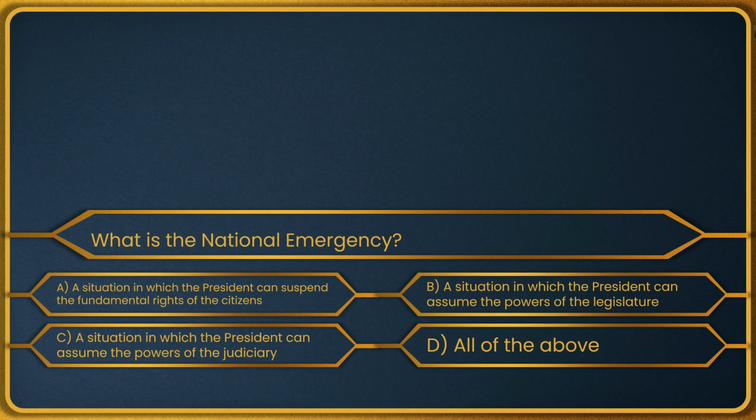Next question. What is the national emergency? Option A. A situation in which the President can suspend the fundamental rights of the citizens. B. A situation in which the President can assume the powers of the legislature. C. A situation in which the President can assume the powers of the judiciary. D. All of the above.